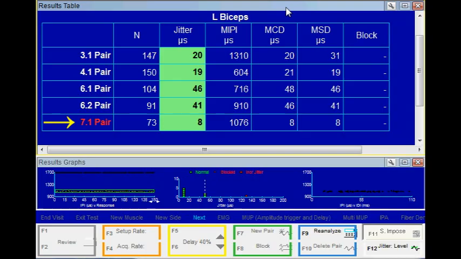So this is one way the system automatically does some data editing and saves you time from examining all the traces or editing them in an individual manner.